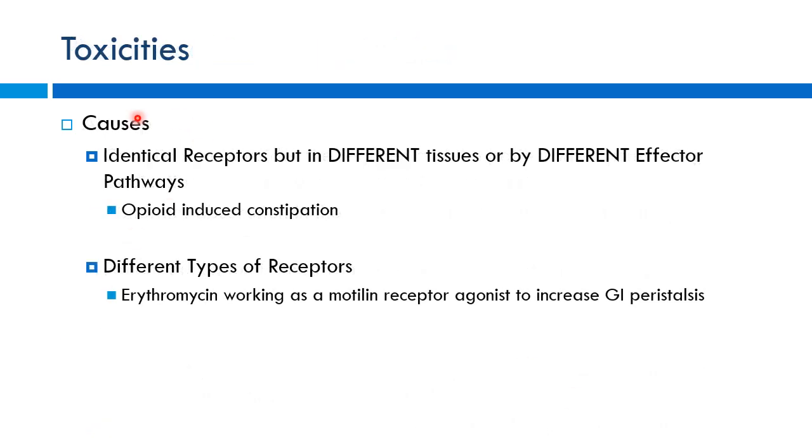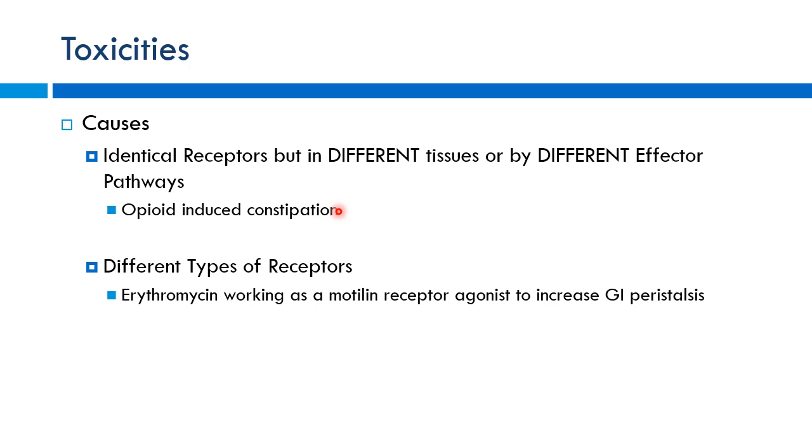Okay, so looking at toxicities, we're looking at some causes of how we can develop toxicities. Remember, you can have some issues where you have identical receptors but in different tissues. You end up finding that there's a lot of side effects that don't really make sense based on the type of drug that you're giving.